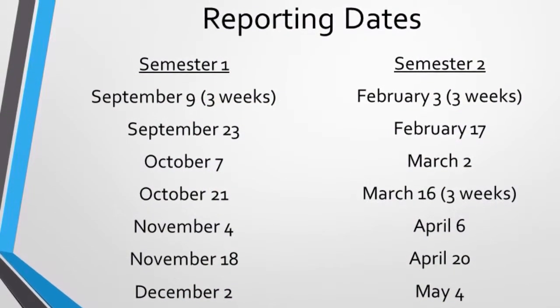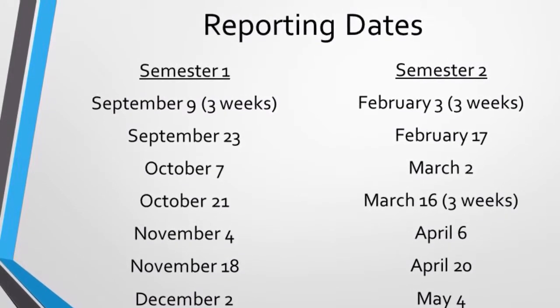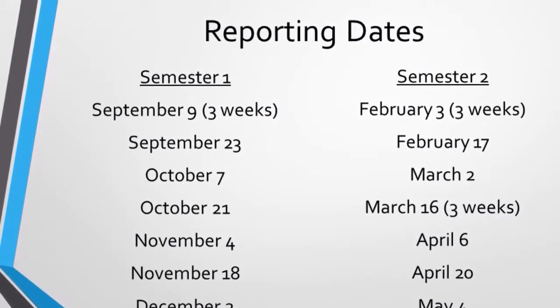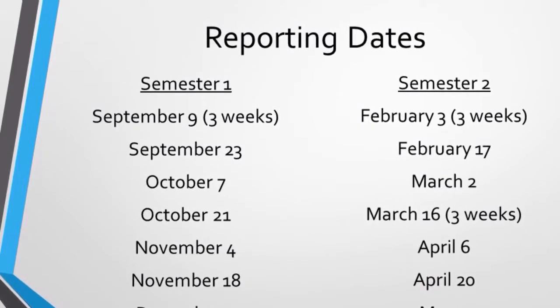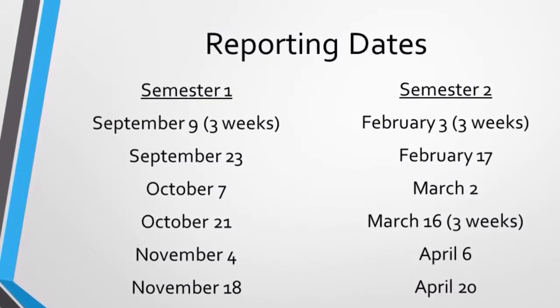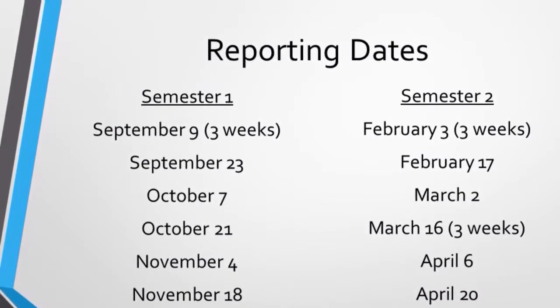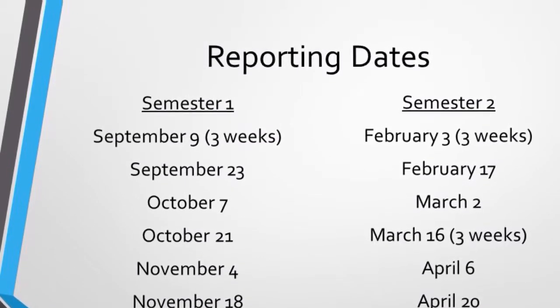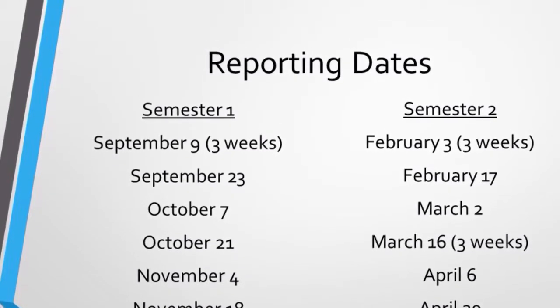Here's a list of all the grade reporting dates that we're going to have. After 3 weeks at the beginning of each semester, we will give an update, and then every 2 weeks thereafter. If you notice, on March 16th, there's actually 3 weeks between March 16th and April 6th because spring break isn't there. So that's just one small adjustment to the every 2 week grading period.